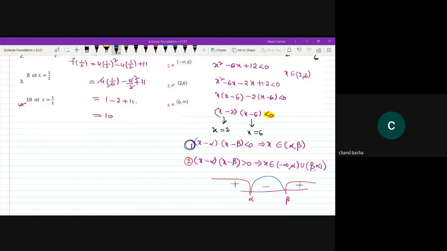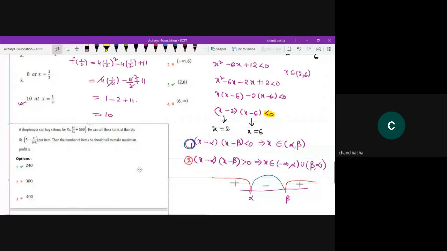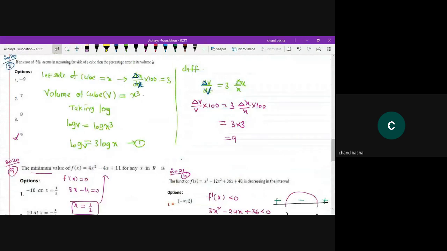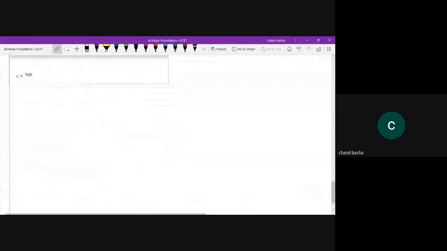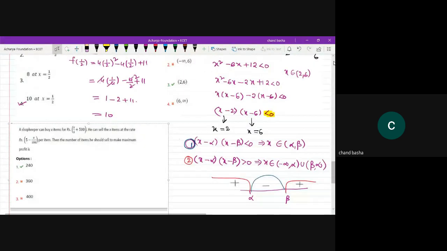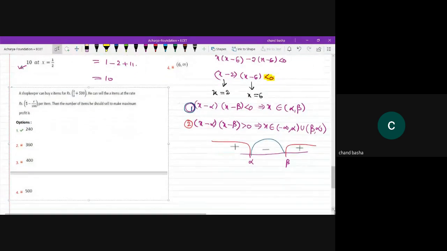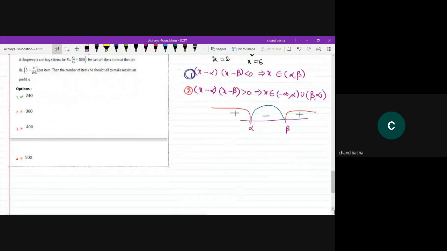A general problem is profit and loss paina. It is also one application part of this maximum and minimum value. This is the next problem. ఆ రెండు పాయింట్స్ నోట్ చేసుకోండి.